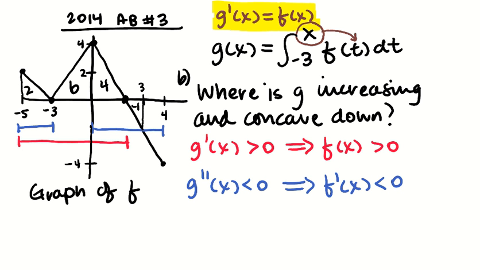And so if we're looking for where g is both increasing and concave down, we're looking for the overlap of these two regions. So that's going to be here and there. And that's giving me x is between -5 and -3. Also from 0 to 2.